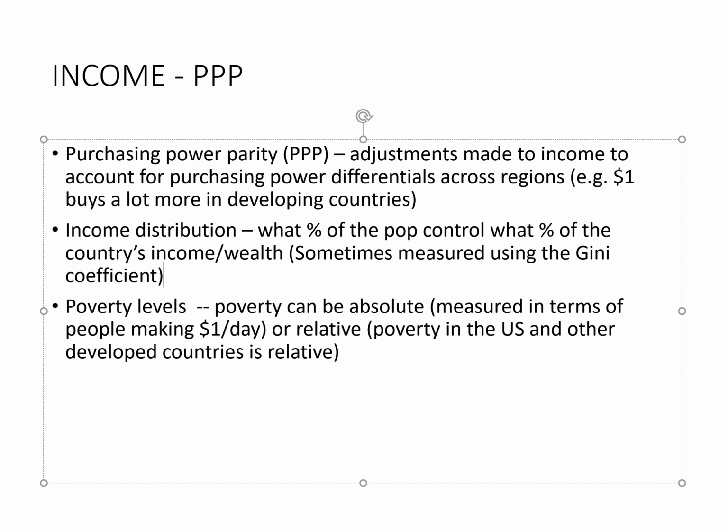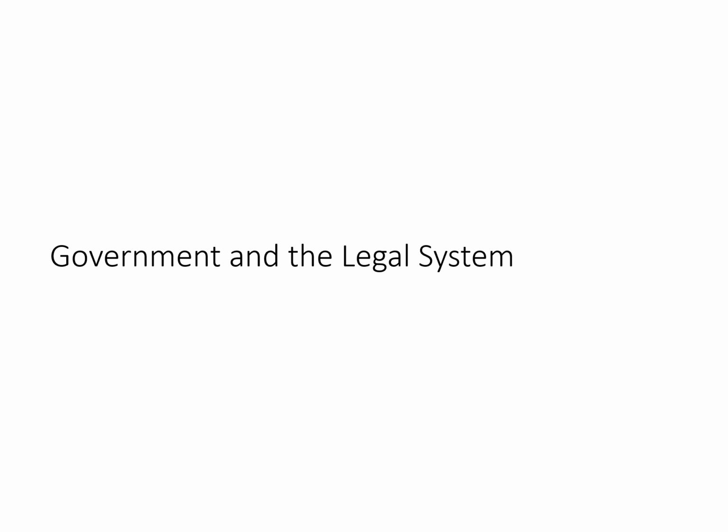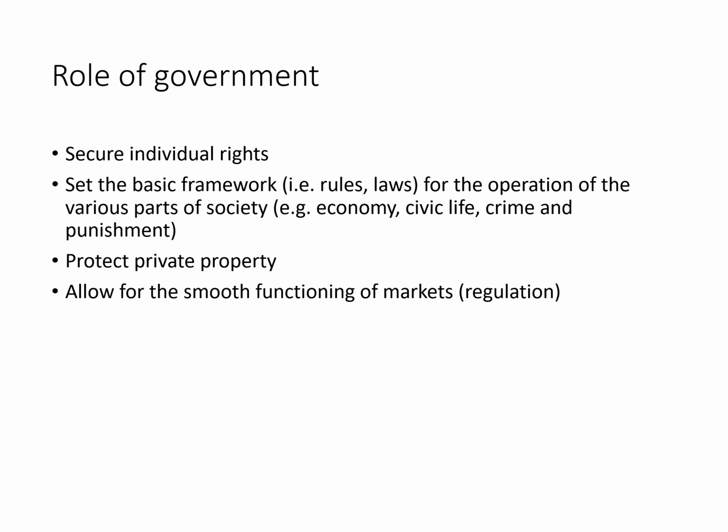We'll talk about poverty more specifically, but there are two types: absolute poverty, which is measured in terms of the number of people making less than $1 a day. Today, that threshold is $1.95 a day. Or relative poverty, which is what characterizes poverty in the U.S. and other rich or developed countries.